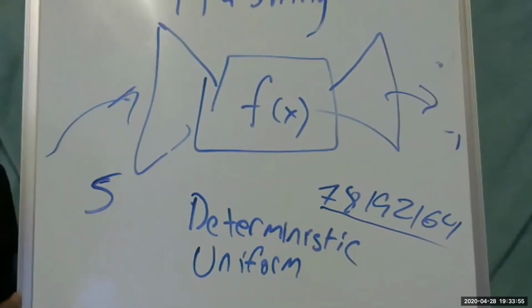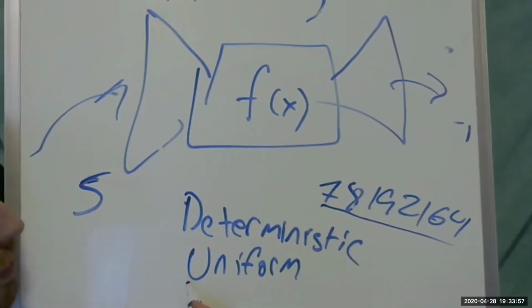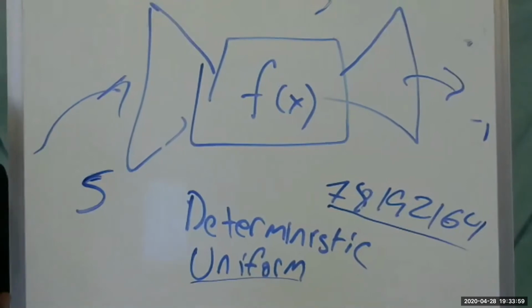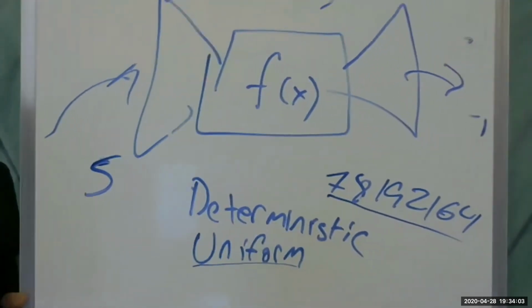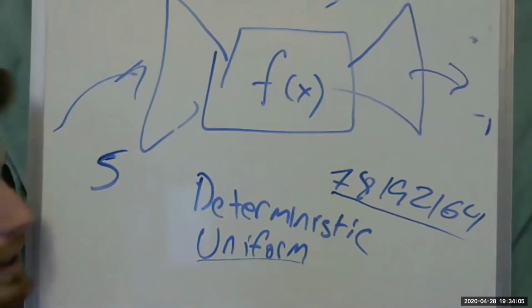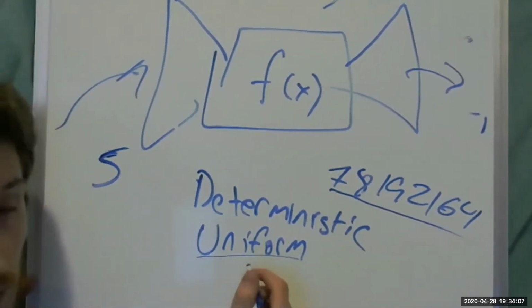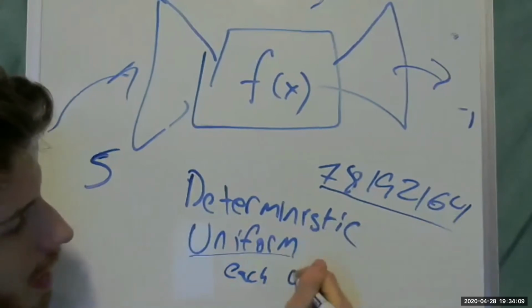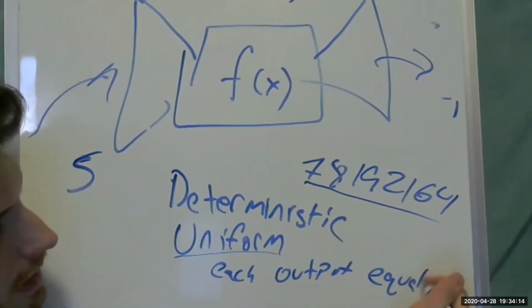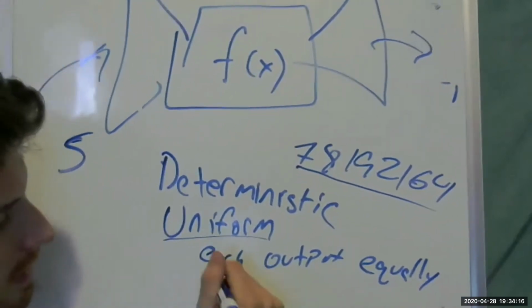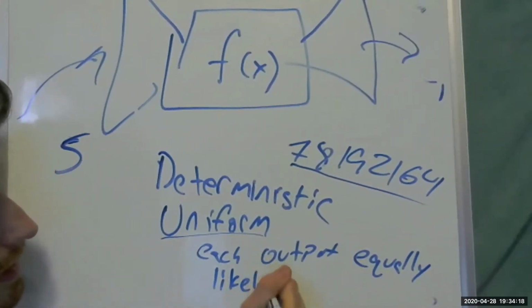Always. Now, it's also uniform. A good hashing function has to be uniform. Uniform means that each output is equally likely.